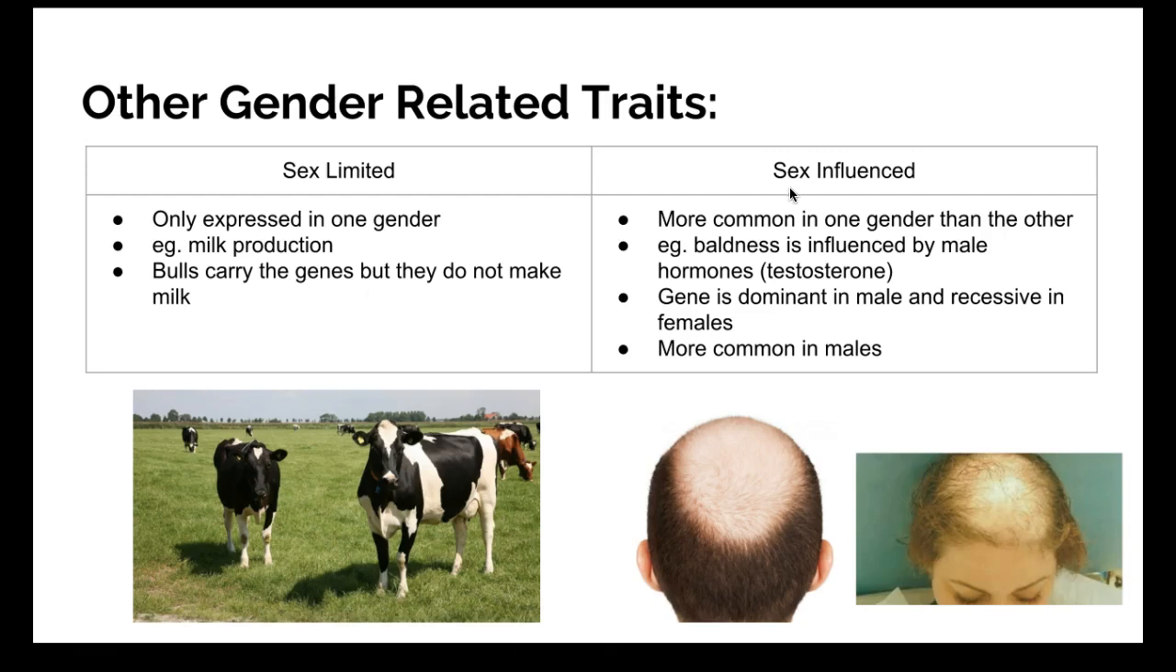And we also have another example called sex-influenced, which is just more common in one gender than the other. An example is baldness. Both males and females can carry the genes for baldness, but because baldness can be influenced by testosterone, it's more commonly seen in males. It's still possible for women to go bald, like men do sometimes when they get a little bit older, but it's just more common because of that testosterone being present.